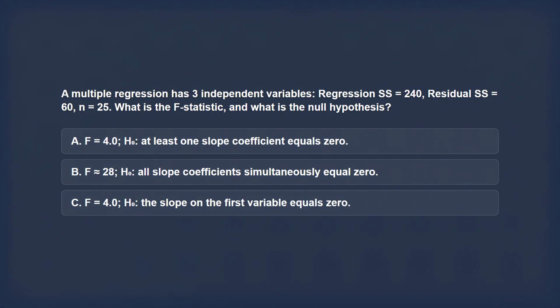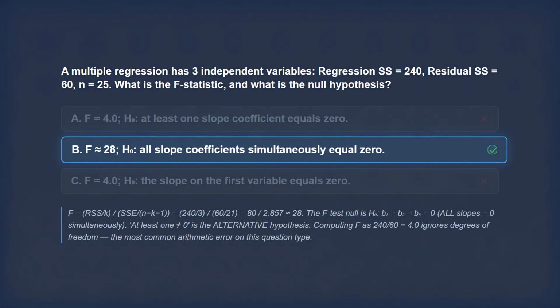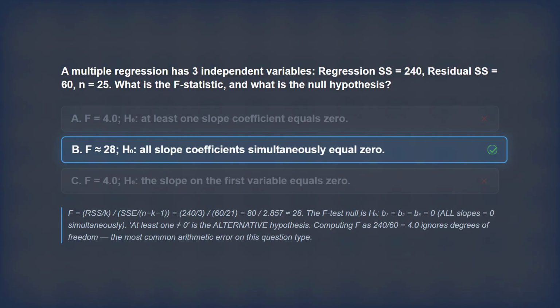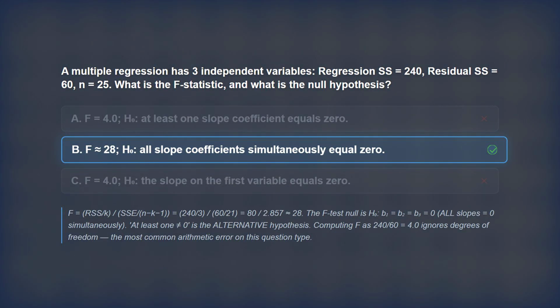The answer is B. F equals RSS over k divided by SSE over n minus k minus 1. That is 240 over 3 divided by 60 over 21. Equals 80 divided by 2.857 equals approximately 28. The null hypothesis for the F test says all slope coefficients simultaneously equal 0. The phrase, at least one coefficient does not equal 0, is the alternative hypothesis, the exact opposite. This is the most commonly failed exam trap in this entire topic.